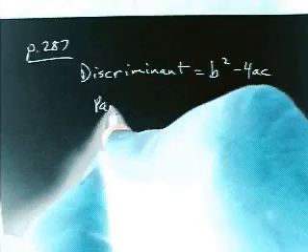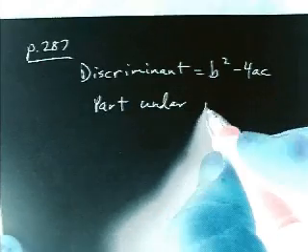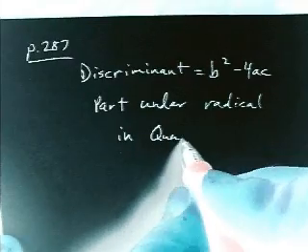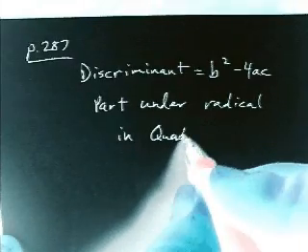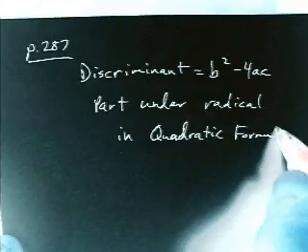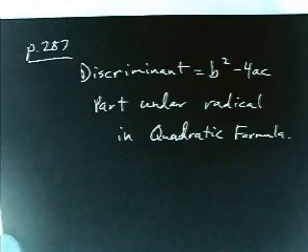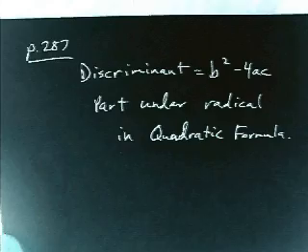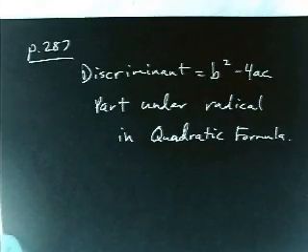Okay, it is the part under the radical in the quadratic formula. Okay, there is no radical in the b squared minus 4ac. That's only the part in the quadratic formula. But the discriminant itself is just this number.